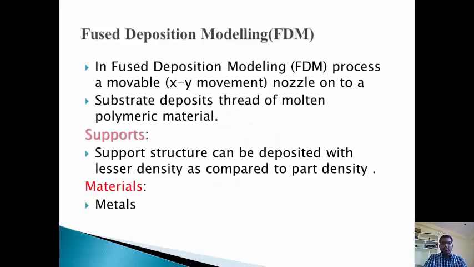These are the two important factors we consider in the deposition rate. The support structures can be deposited with lesser density as compared to part density. Materials like metals are used in this process.